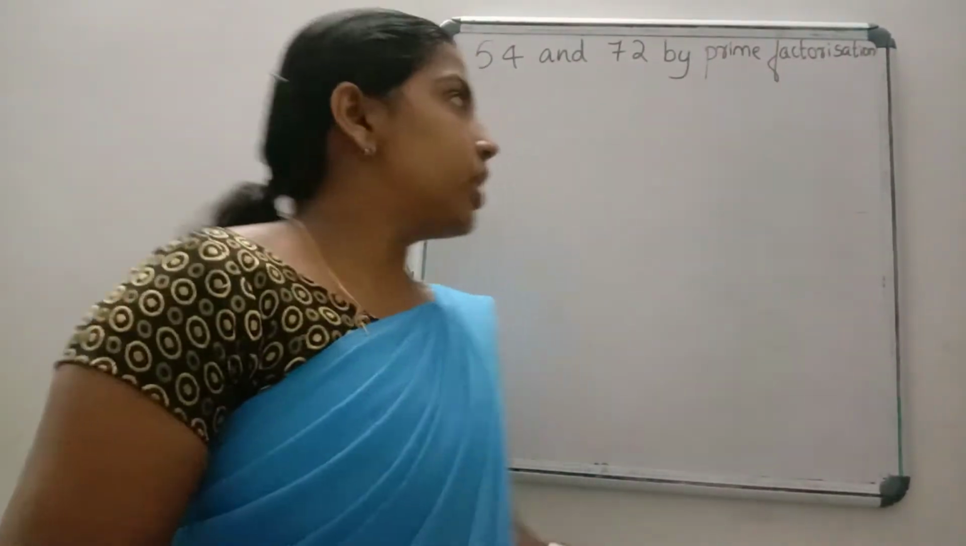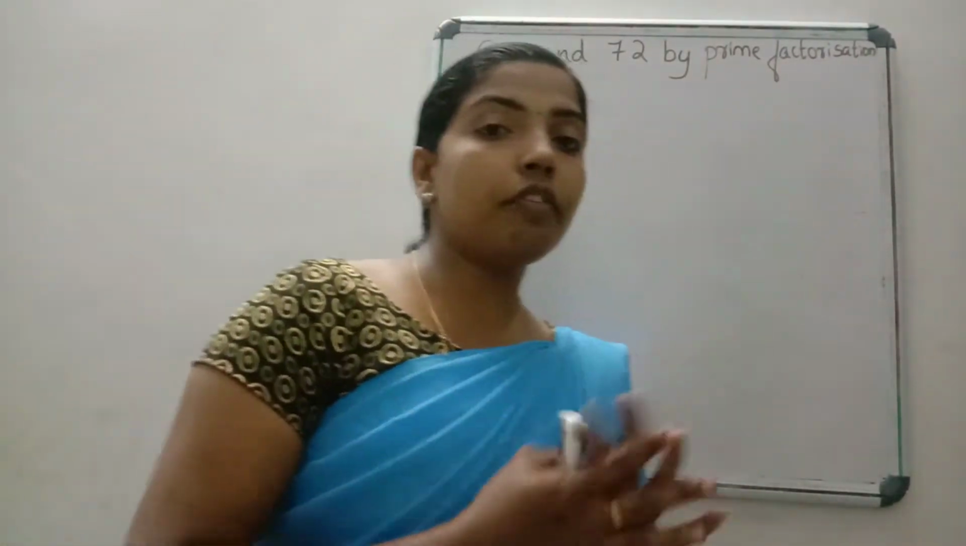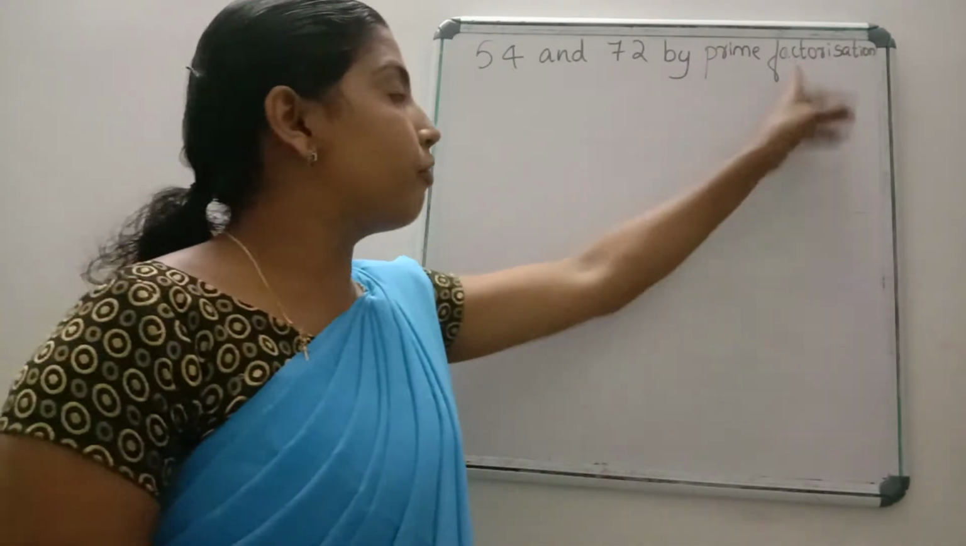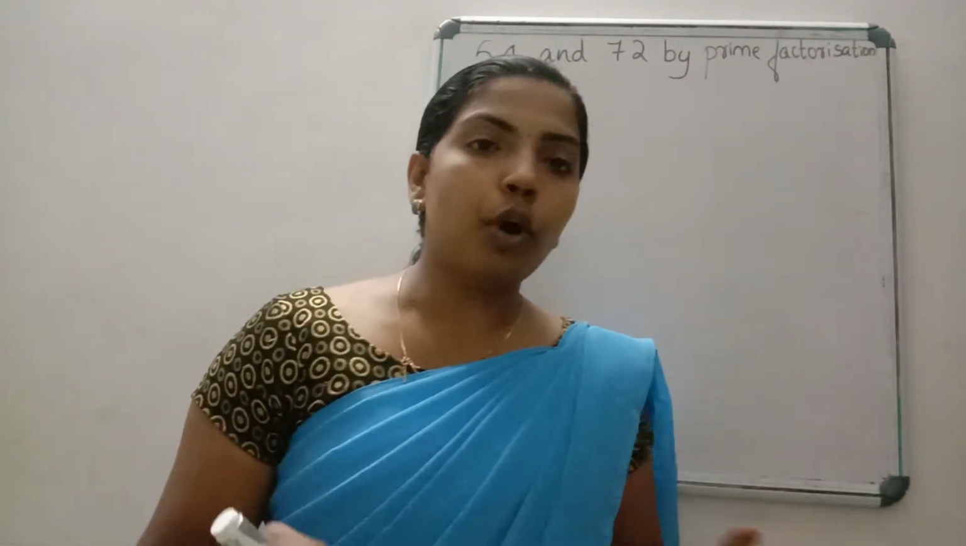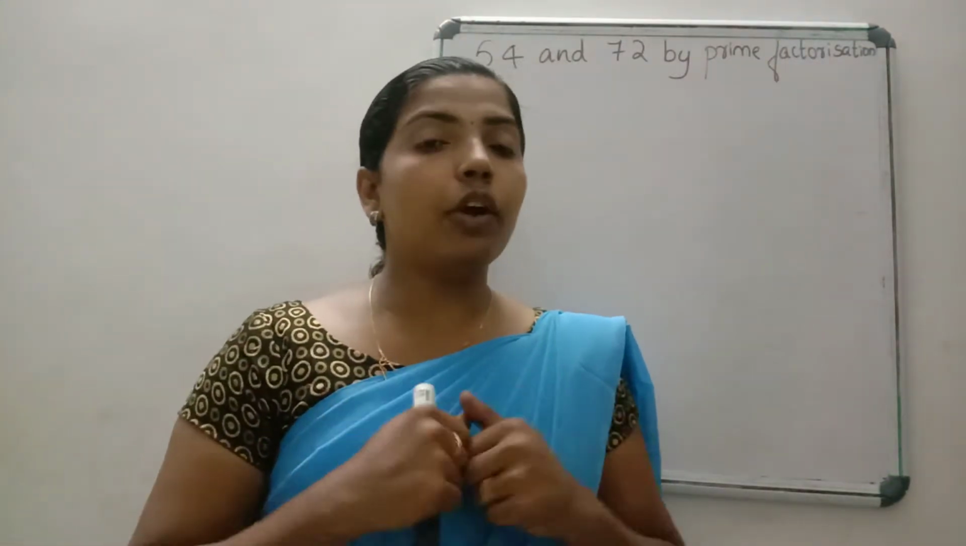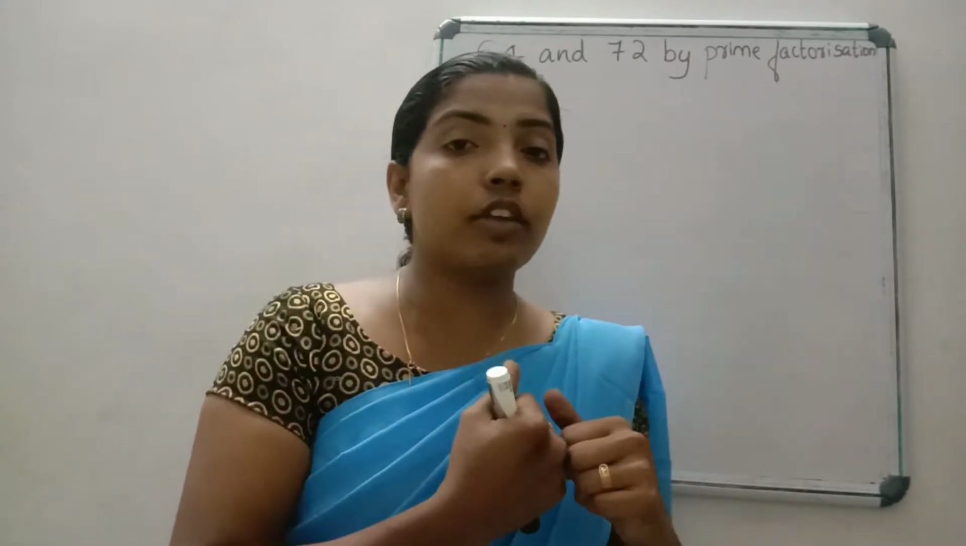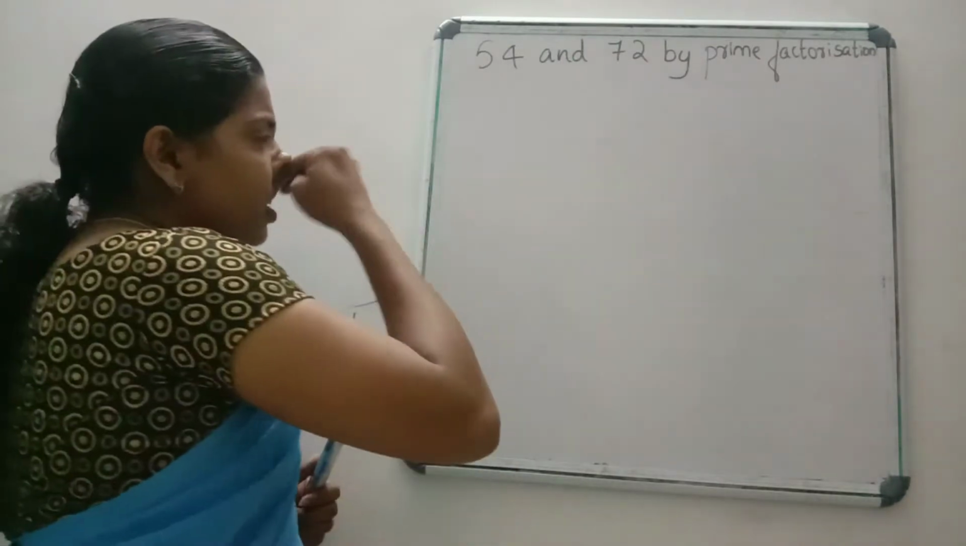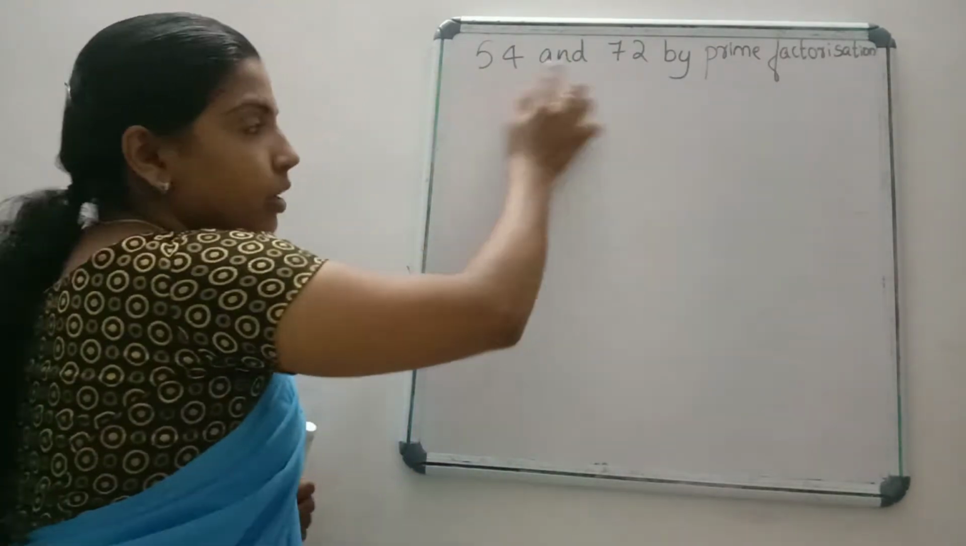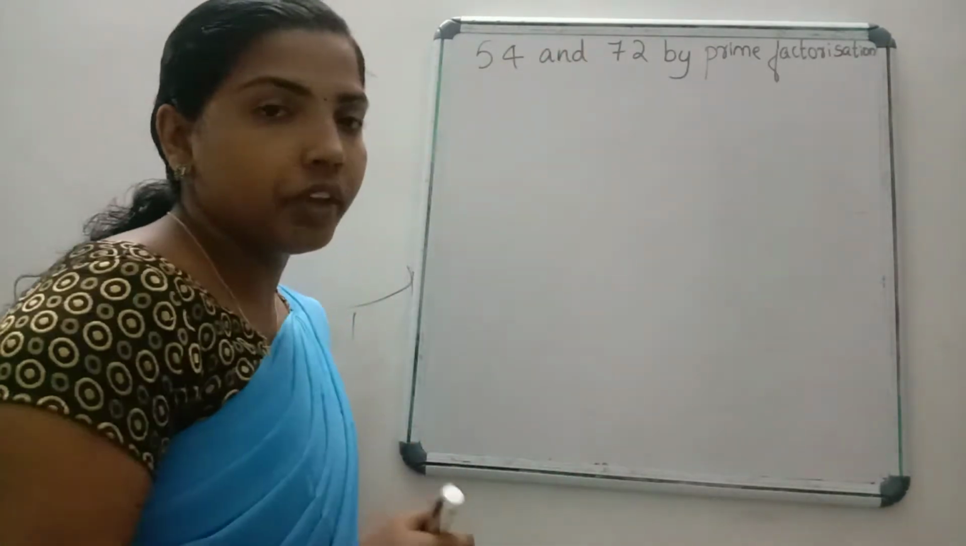Next, we are going to study how we can find the HCF of two given numbers using the prime factorization method. Already you know how to find the HCF. Now we are going to study how we can find the HCF using the prime factorization method. It is very simple. First you have to find the prime factors of these two numbers. One by one we can do.